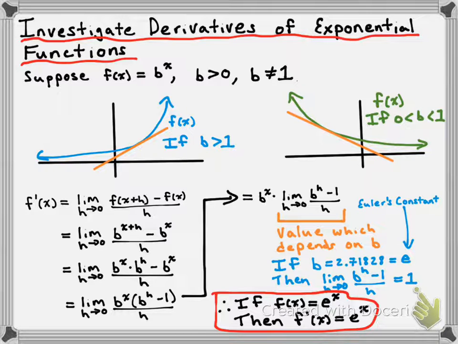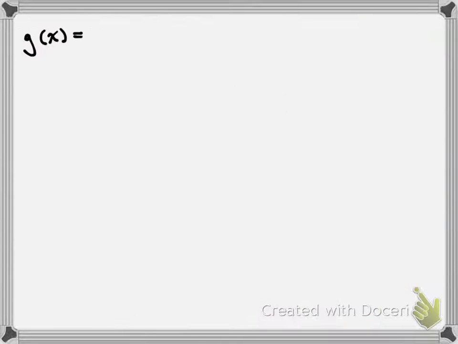But what we do have is the ability to take the derivative of this particular exponential function where the base is e, and that means we're going to be able to combine it with some other derivative rules that we know. So let me open up another slide here, and I'm going to show you exactly what I mean.